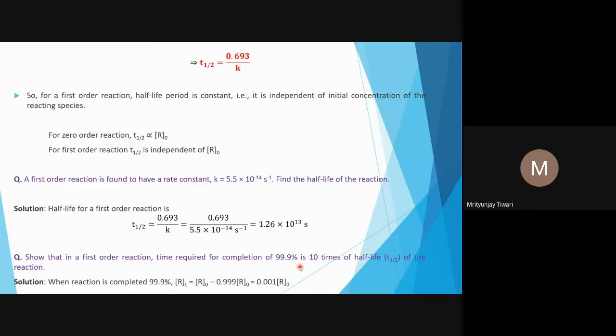The remaining amount of the reactant, which one can represent as Rt, is equal to the initial concentration of reactant minus the reactant which is consumed. And 99.9% is consumed. What fraction is consumed? 99.9 divided by 100 is the fraction of the initial concentration already consumed. So the remaining amount is R naught minus 0.999 into R naught, which is 0.001 into R naught. This fraction of the reactant is only left, and this is the remaining concentration.